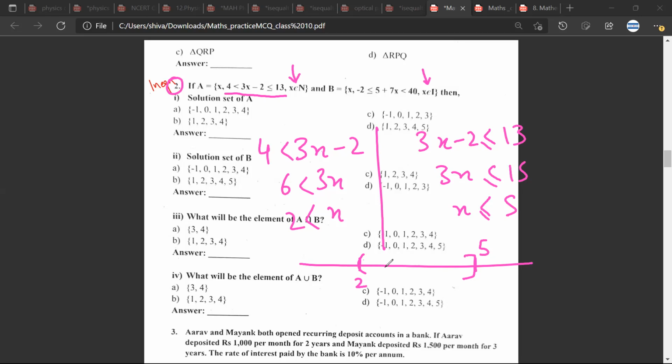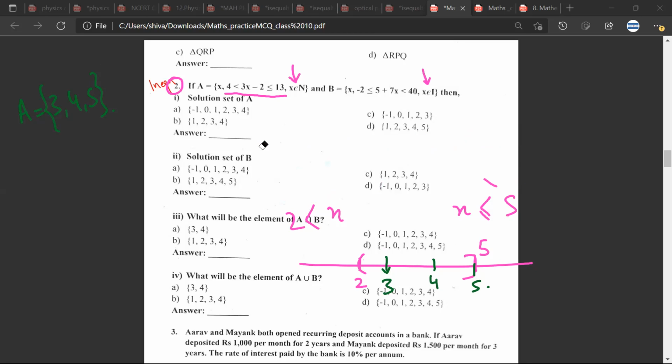No doubt. But because x is a natural number, the only numbers that we have are 3, 4, and 5. Any doubt? No doubt. So here there seems to be a problem. So the solution of A should be 3, 4, 5. Mr. Sivang, is it okay? No doubt.